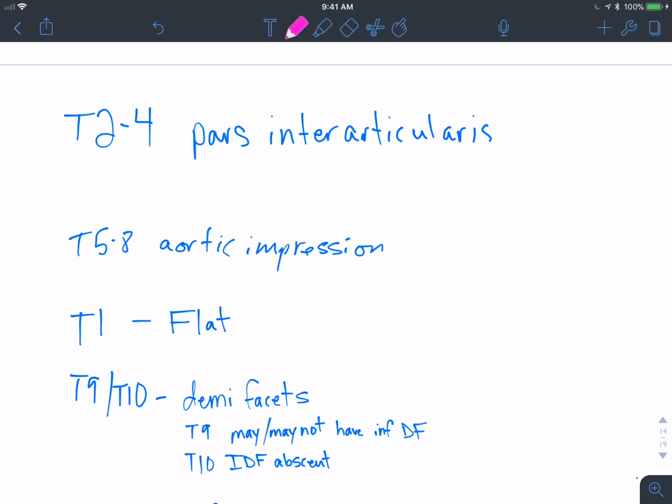T5 through 8, we have the aortic compression. Again, soft tissue remodeling, right? It's a little bit of a flat spot on the vertebral body. You can even see it evident in the picture on page 41.